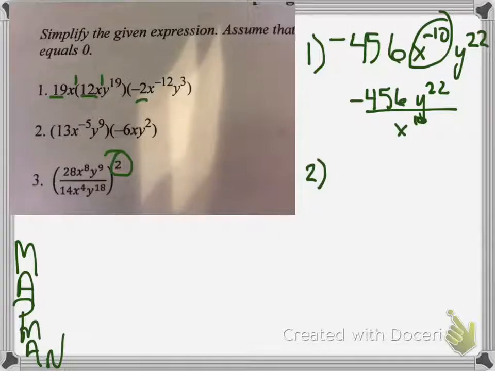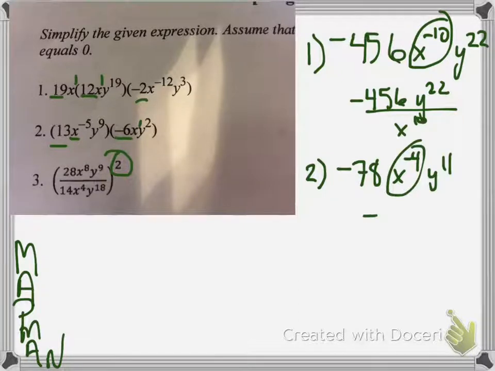Okay, so here I would multiply the coefficients again, 13 times negative 6, and I would get negative 78. That's different. Coefficients can be negative. It's the exponents that can be negative. So here I've got negative 5 and 1, which gives me x to the negative 4. Negative 5 plus 1 is negative 4. 9 plus 2 is y to the 11. Same thing, this one would go down, so I would have negative 78 y to the 11th on top, and an x to the 4th on the bottom.